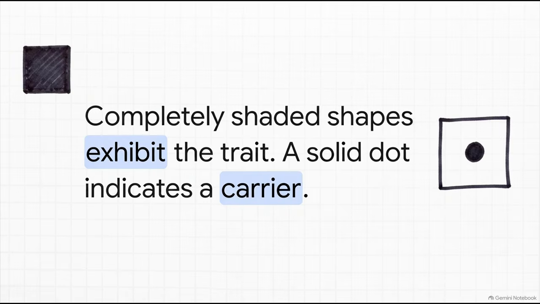Now, what's really interesting here is how we use shading to uncover hidden genetic truths. The shading tells us who actually shows the physical trait versus who is secretly carrying it in their DNA. A completely shaded shape, that means the person exhibits the trait. Completely unshaded means they don't. But check out that last point. An unshaded shape with a solid dot right in the middle, or sometimes it's half-shaded, that means the person is a heterozygous carrier. Basically, they have the gene, but they might not physically show the trait, depending on how strongly the gene expresses itself. Honestly, this is where the real detective work happens.